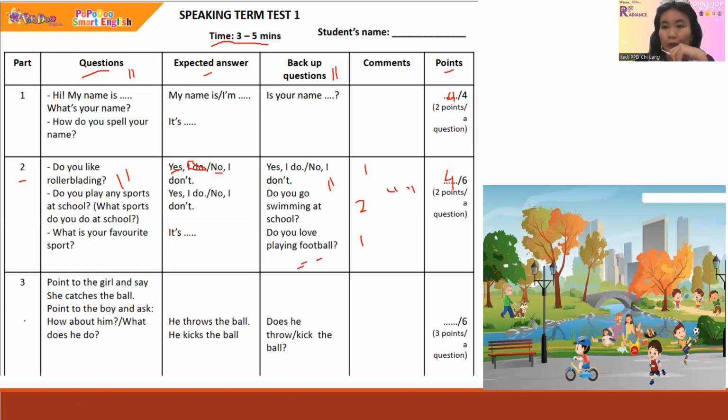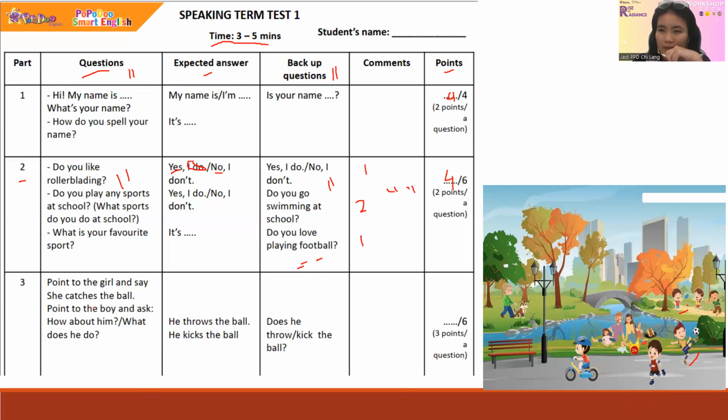And next one, for part 3, for example, you point to the girl and say, "Here is the girl. The girl is here." And then you say, "She catches the ball." Point to the girl and then point to the boy, and ask, "How about him? What does he do?" The student will say, "He throws the ball," or "He kicks the ball," for example.